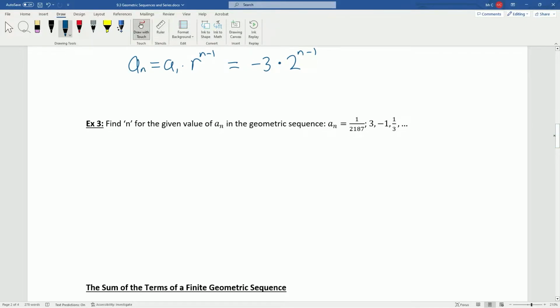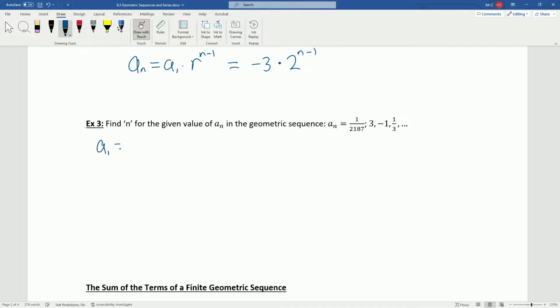Okay, now find n for the given value of a sub n in the geometric sequence. So a sub n is 1 over 2187. And now this is a little tricky because we've got something alternating. We've got 3, -1, 1/3, and so forth and so on.